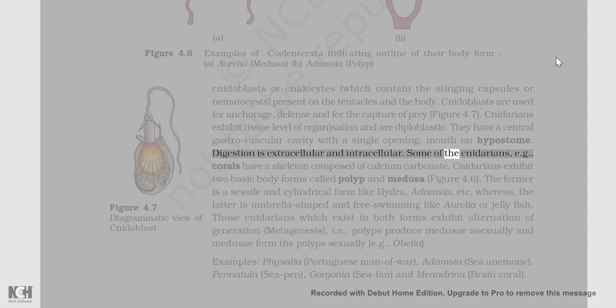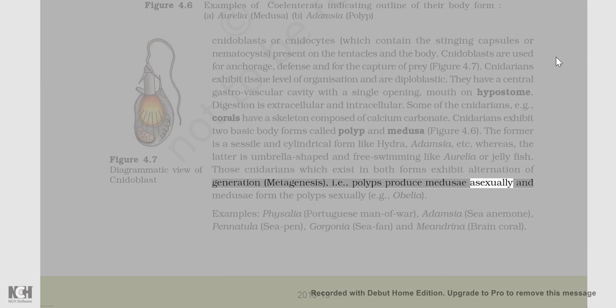Some of the cnidarians, e.g., corals, have a skeleton composed of calcium carbonate. Cnidarians exhibit two basic body forms called polyp and medusa, figure 4.6. The former is a sessile and cylindrical form like Hydra, Adamsia, etc., whereas the latter is umbrella-shaped and free-swimming like Aurelia or jellyfish. Those cnidarians which exist in both forms exhibit alternation of generation, metagenesis, i.e., polyps produce medusae asexually and medusae form the polyps sexually, e.g., Obelia.